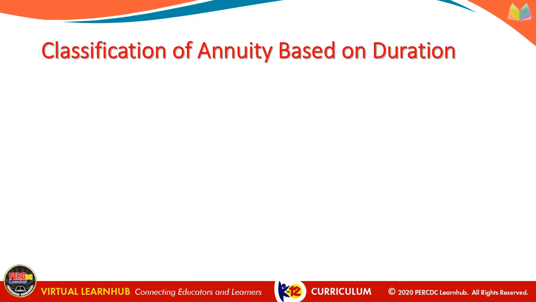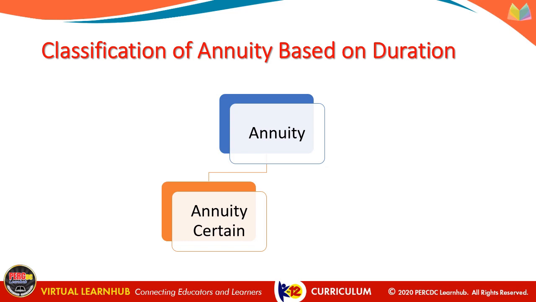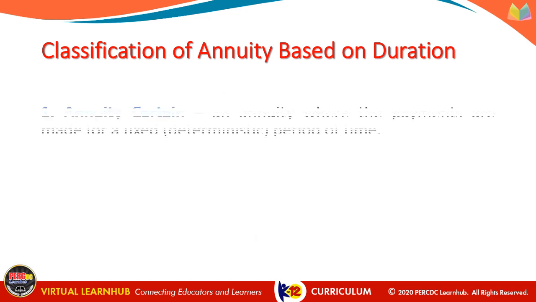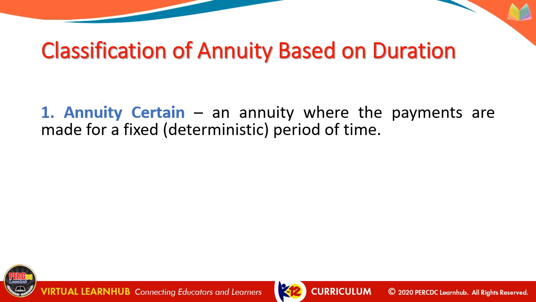Annuity can also be classified based on duration. And based on duration, annuity can be classified into two: annuity certain or contingent annuity. Annuity certain is an annuity where the payments are made for a fixed or deterministic period of time. Say, for example, yearly payments for 10 years. That is annuity certain. Or another one, quarterly payments for 3 years. That is still annuity certain.